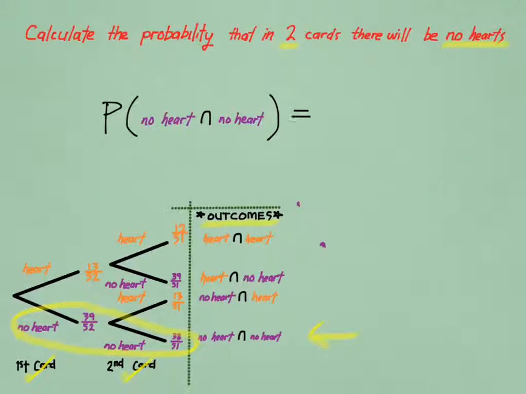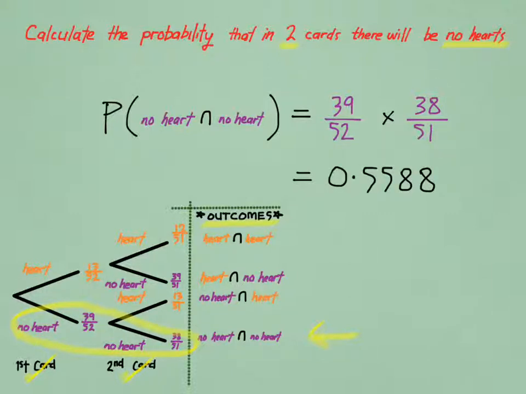So in terms of the probability here, let us press on and say that the probability of no heart and no heart equals 39 divided by 52. Because we're considering outcomes from the left to the right of the tree, we're going to multiply the probabilities together. So we're going to multiply 39 over 52 by 38 over 51. And in terms of your answer, it's good to express it as a decimal here, 0.5588. And that's obviously correct because I've put a nice red tick there.